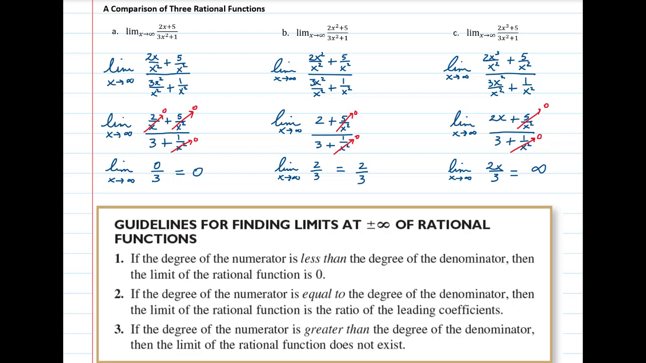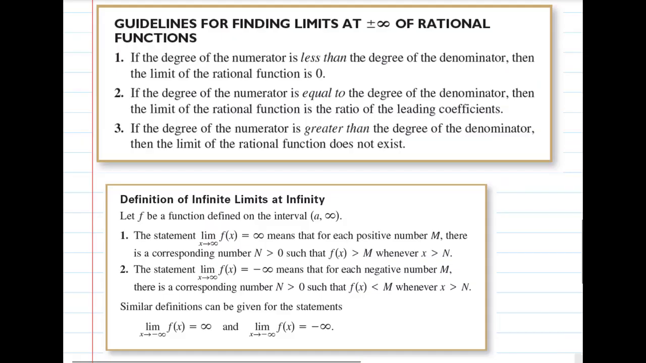And if the degree of the numerator is greater than the degree of the denominator, then the limit of that rational function doesn't exist. You can see that, and that's going to happen every time you have scenarios like that with the degrees on top and the bottom. So remember that we use that to determine horizontal asymptotes as well in your algebra course.